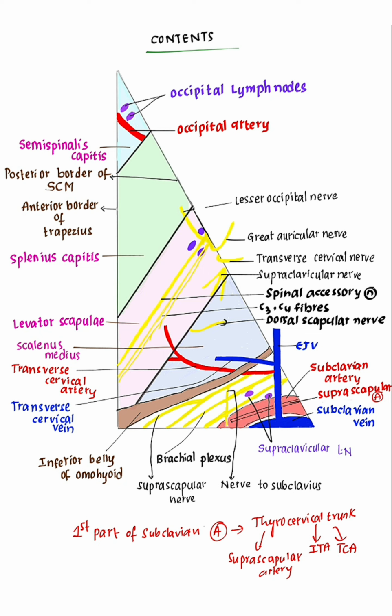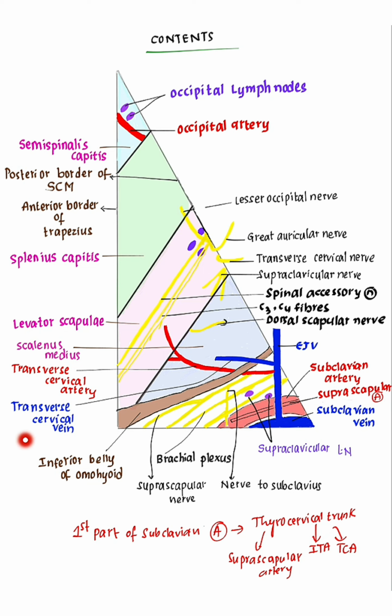The transverse cervical artery divides into a superficial branch and a deep branch at the lower border of levator scapulae. This is levator scapulae. The superficial branch is called the superficial transverse cervical artery. The deep branch is called the dorsal scapular artery.